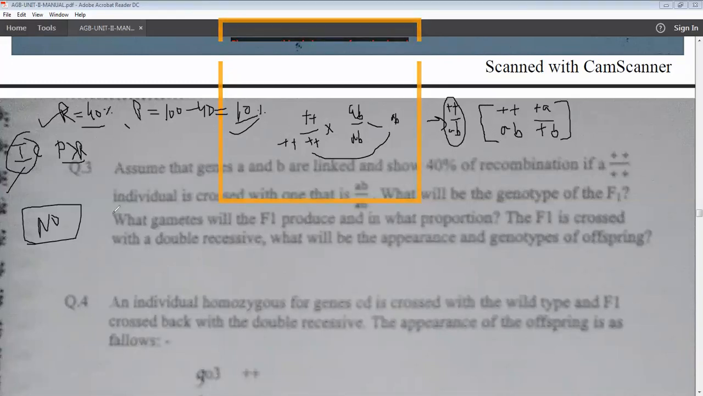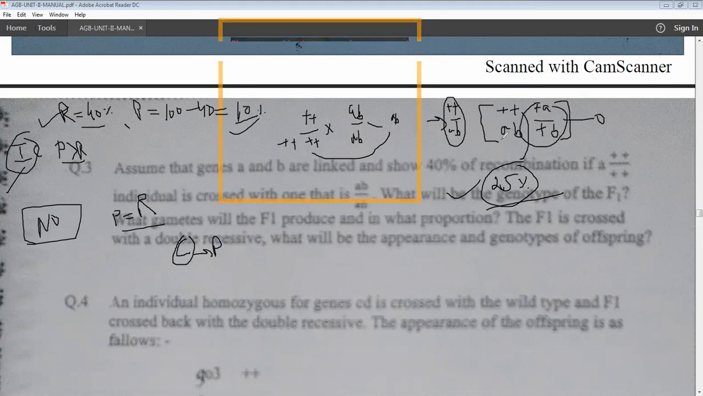In this particular situation, P will be equal to R. So if P is equal to R, then all of these have a 25% chance of gametes. If there is complete linkage, then only parental forms will be there. These will have 0% and these two have 50% chance each.